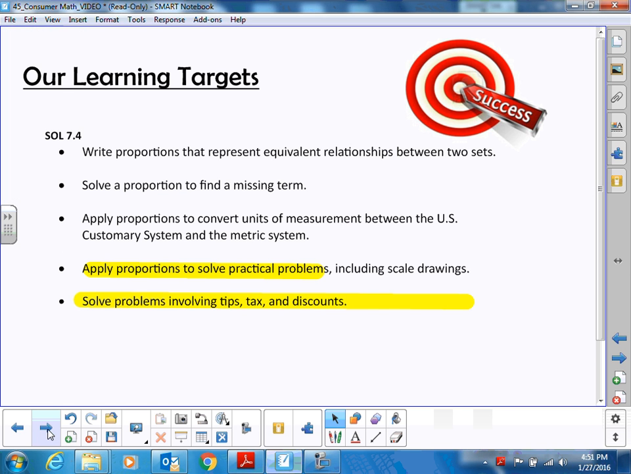Okay, so let's get started. Our learning target is always the same. We're still on SOL 7.4. We're applying proportions to solve practical problems. These are real world problems, and also to solve things using tax, tip, and discounts, which I just briefly reviewed.